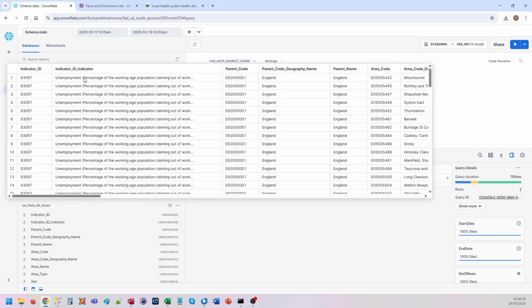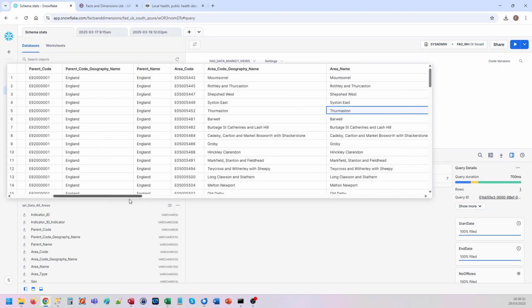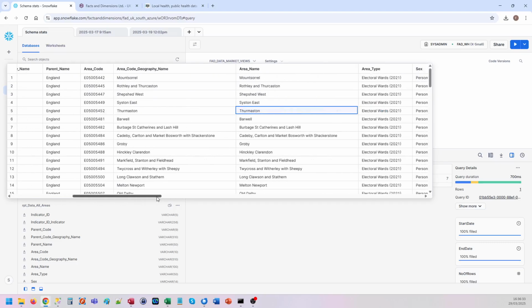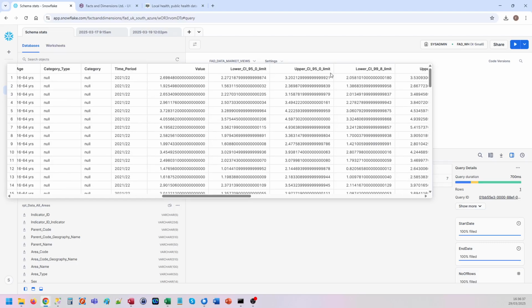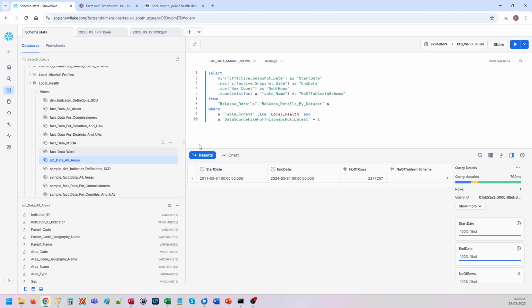So you can see various indicators, and it's split up by geography, age, sex, and so on. And you've got the numbers there. All the Fingertips datasets are put together like this. It's really good. Let's have a look at the different measures they've got actually.